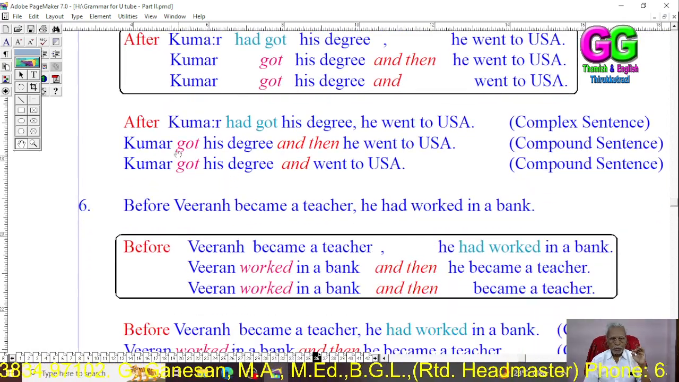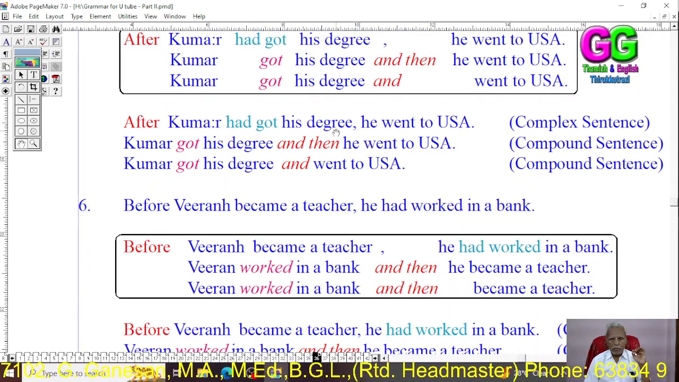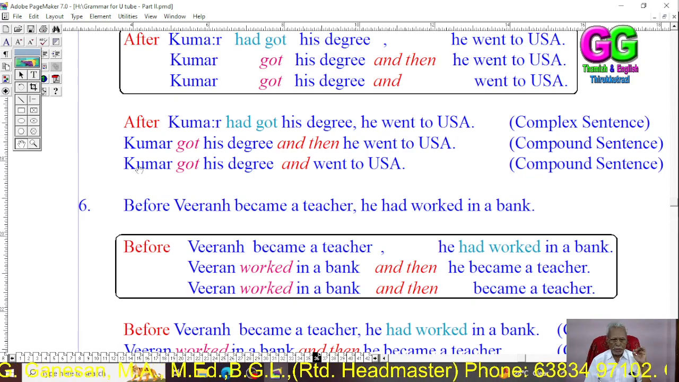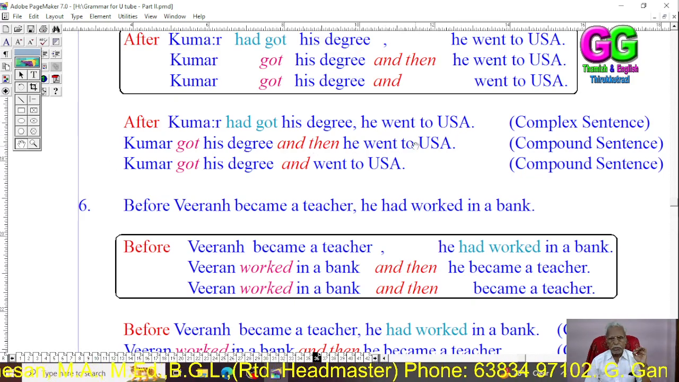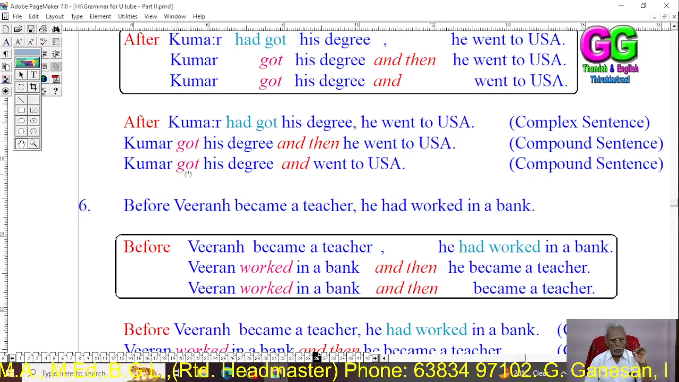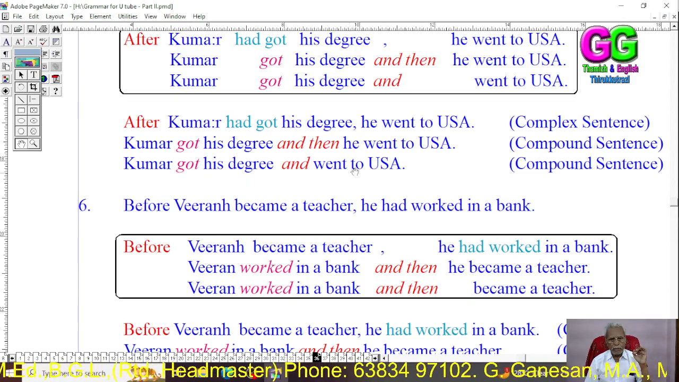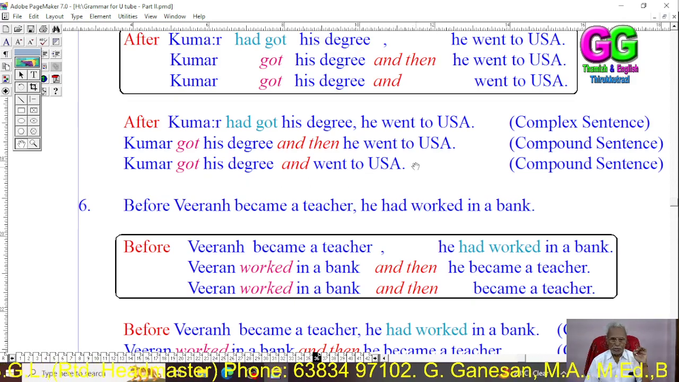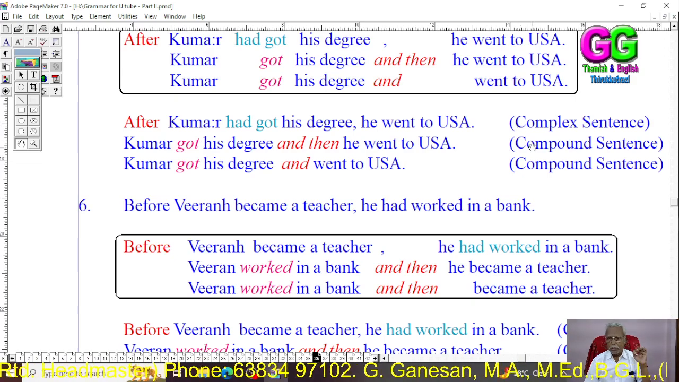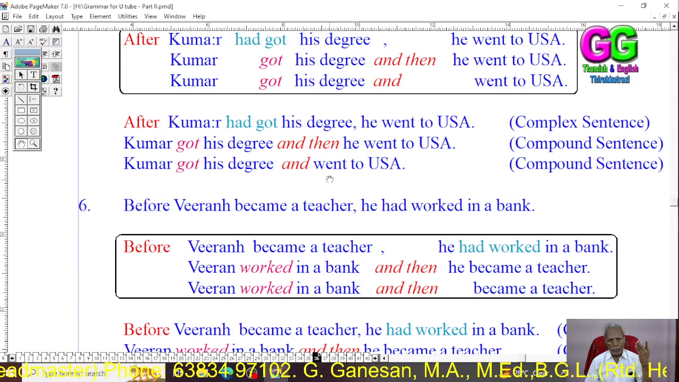So, after Kumar got his degree, he went to USA. Kumar got his degree and then he went to USA. Kumar got his degree and went to USA. Complex, compound, both are compound.